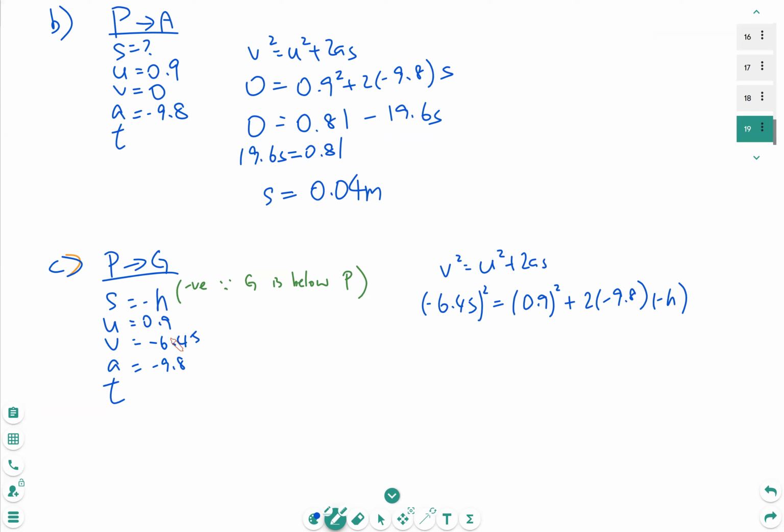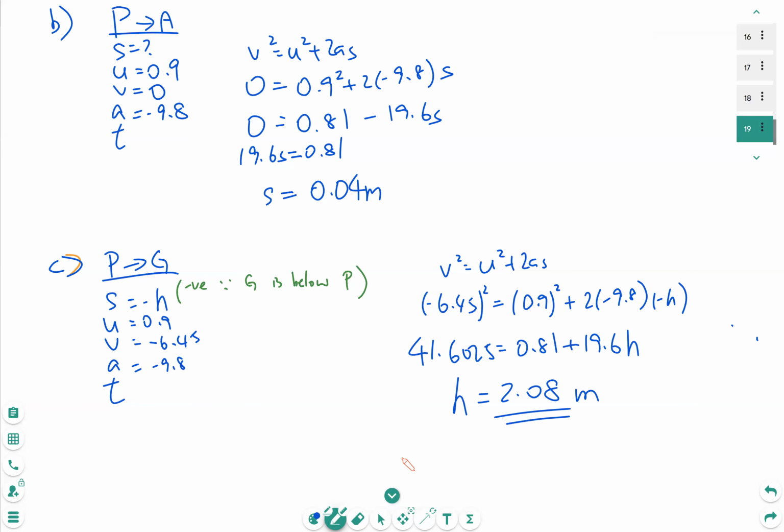So let's expand all the brackets. 6.45 squared is 41.6025. 0.9 squared is 0.81. 2 times negative 9.8 is negative 19.6, times negative as well becomes a positive 19.6 H. So let me do 41.6025 subtract 0.81 and divide by 19.6 to make H the subject. You get H being a positive number, 2.08 meters.